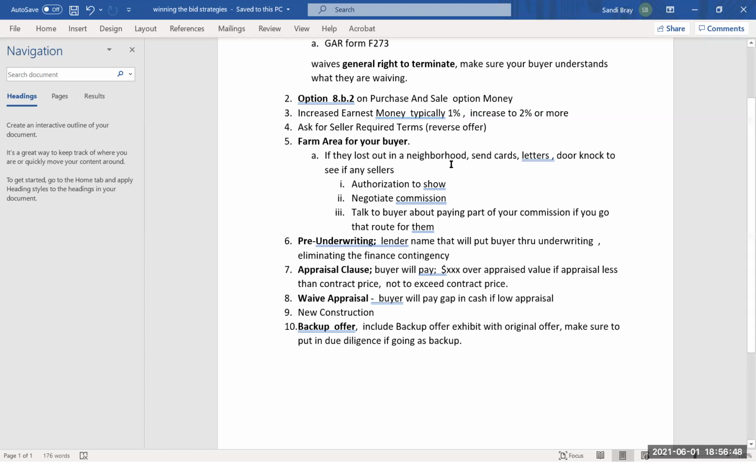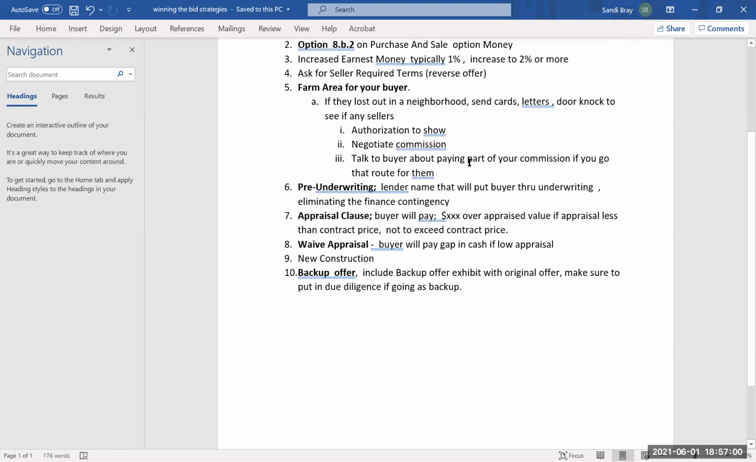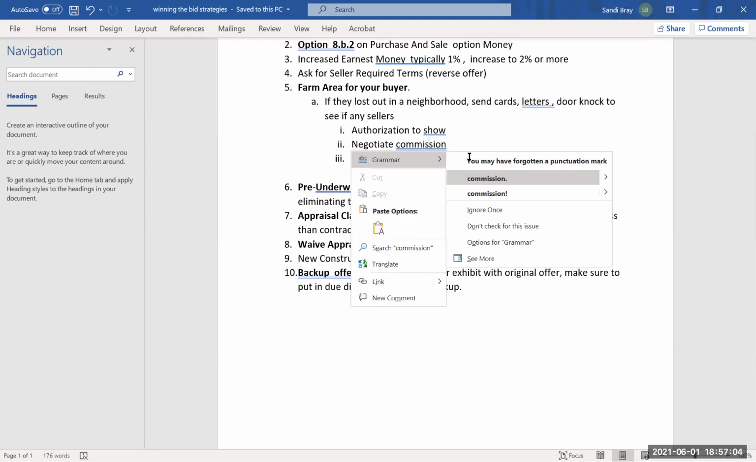What do you think? You're going to need a couple of things. You're going to need an agreement called an authorization to show. We'll go over this if you're going to go this route. You have to negotiate your commission with the seller up front and see if they'll pay. That's going to be tricky, because remember, you knocked on their door, but it might be worth it to them.